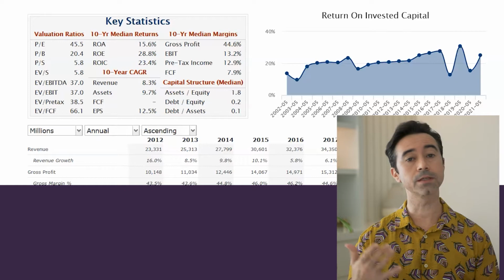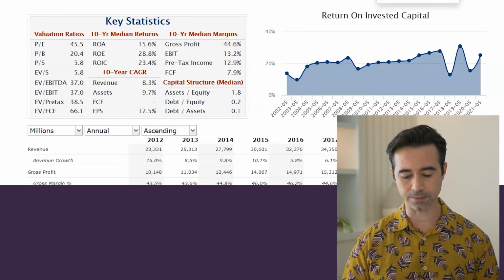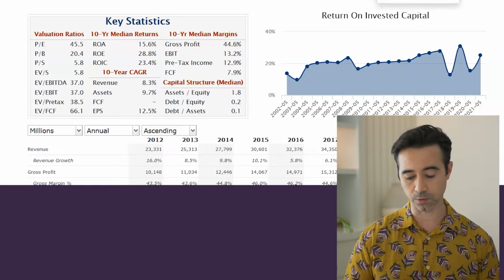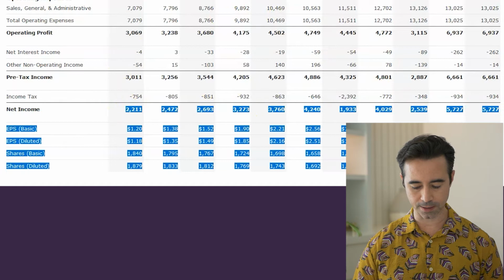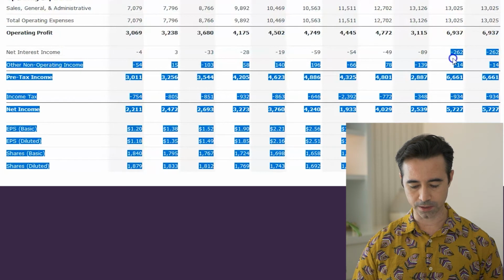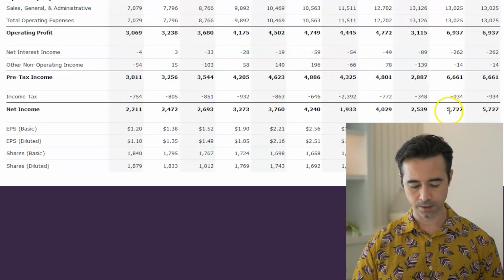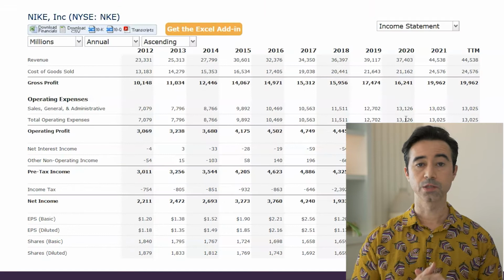What I'm going to do is go to the income statement because I'm going to try to find the earnings, or net income. I'm going to go down towards the bottom of this income statement, and you see this is the net income, and these are the years. Okay, so for 2021, the net income of Nike, $5.727 billion. So we found net income.